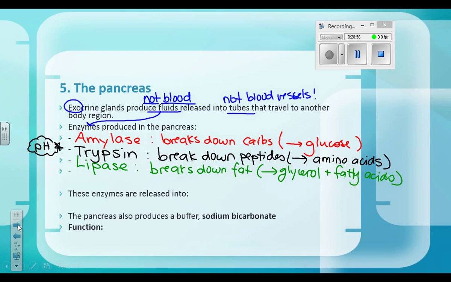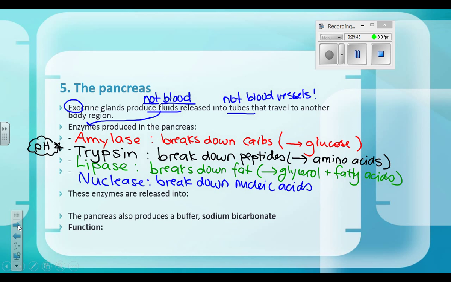And then lastly, there is nuclease. Now, we haven't put a big focus on nucleic acids, but that is their function. This is the enzyme that breaks down nucleic acids. Those are the things that make up your DNA. So if you take a look, the pancreas produces an enzyme for each type of macromolecule. One for carbs, one for proteins, one for fats, one even for nucleic acids.